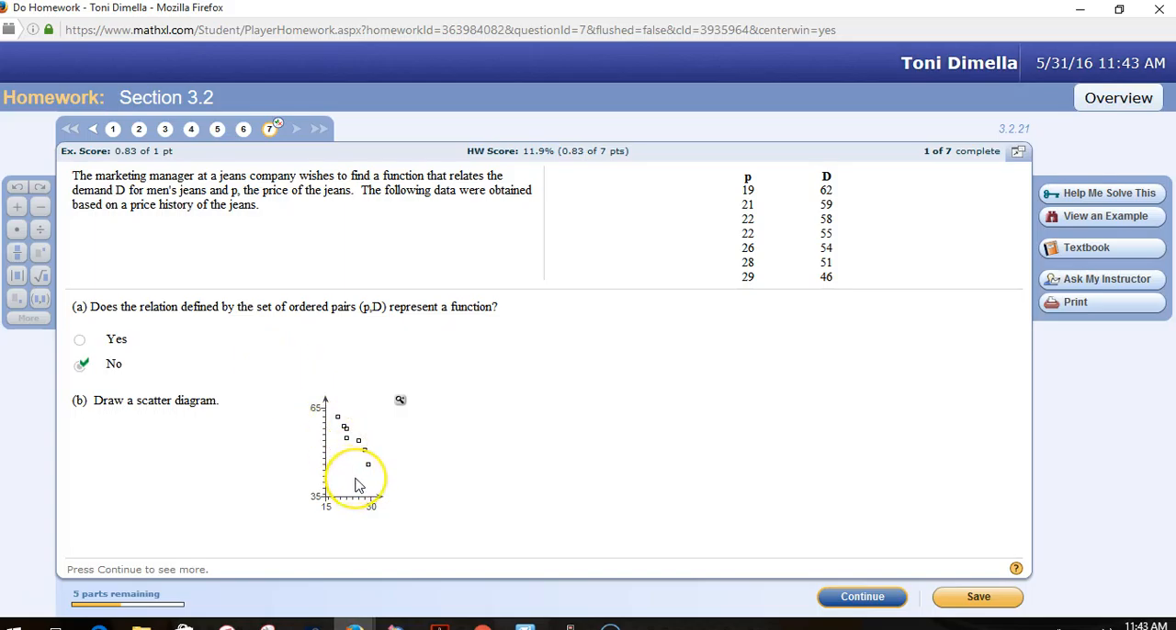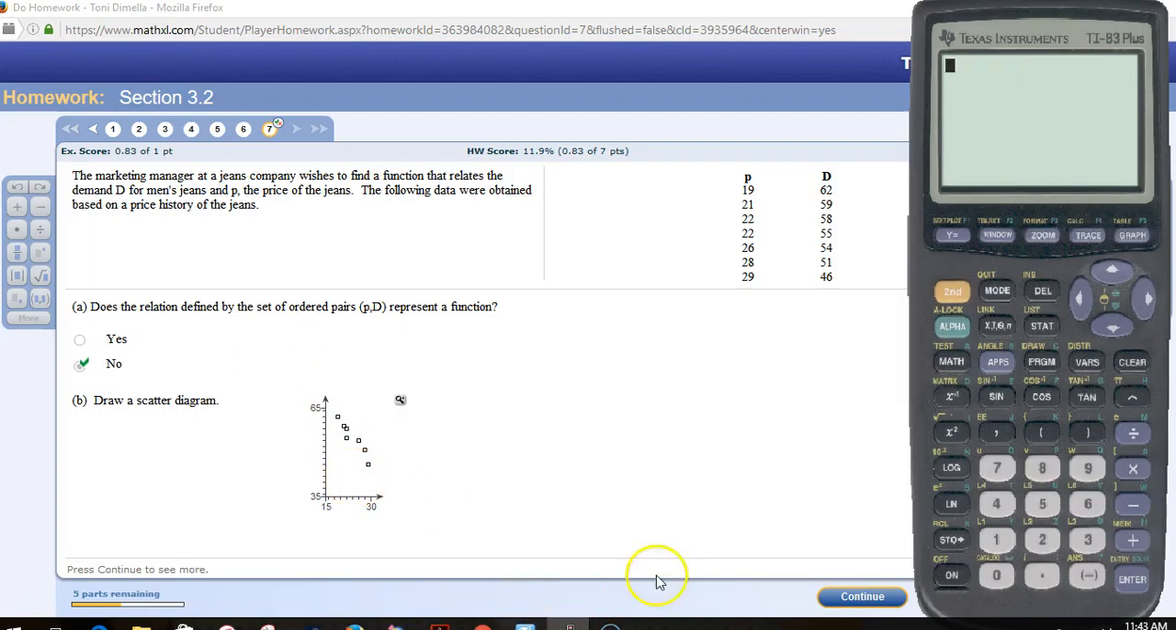Now, if it didn't give you the scatter plot, we can generate a scatter plot on our calculator. Click on Stat, which is 2 over from alpha, and then hit Enter for edit. The first thing you're going to want to do when they give you a list of data is put the data in your calculator. P is going to go into L1, and my D is going to go into L2.